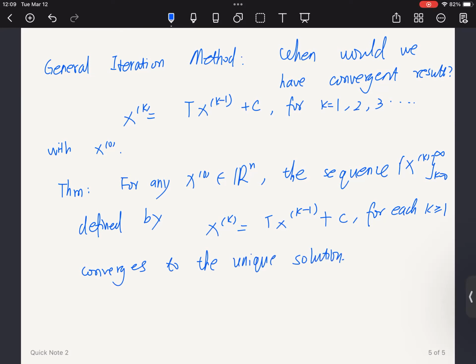Because we say this sequence is convergent, right? If it converges to a unique solution x, then the right-hand side also converges to x. So it converges to the unique solution, x equals Tx plus c, and that's one requirement for this updating rule, which is very important. And it is all about the updating matrix, the multiplication matrix T. It converges if and only if rho(T) is smaller than 1, where rho(T), as I mentioned at the very beginning of the class, is the spectral radius of the matrix.